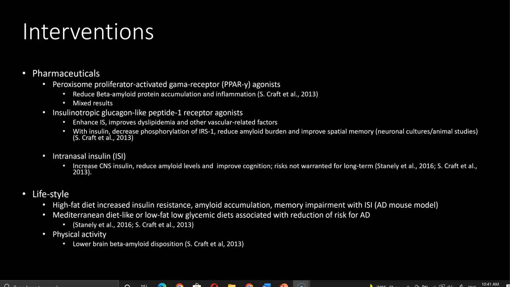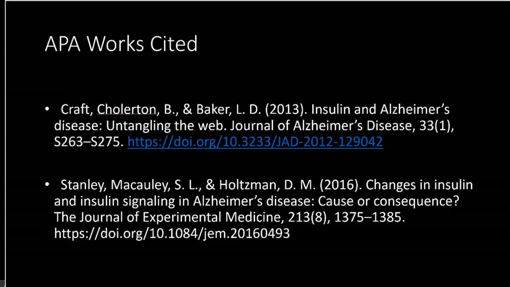And also physical activity, they found that adults that engage in exercise 5 times a week, 30 minutes of moderate activity, tend to have a lower brain beta amyloid deposition.